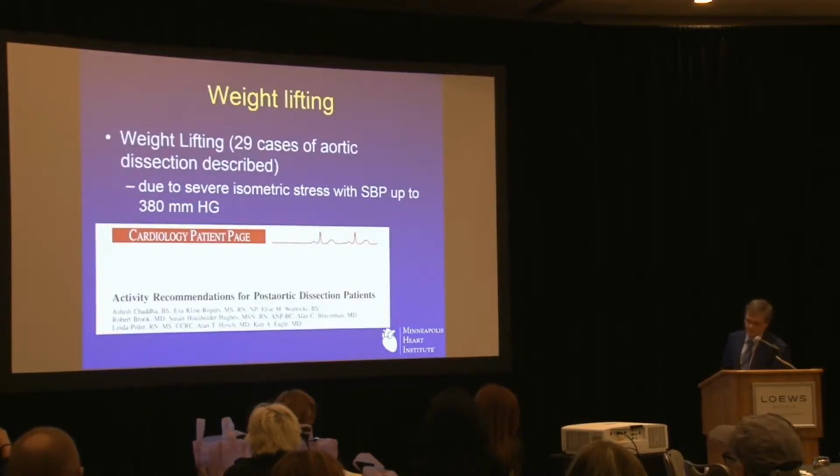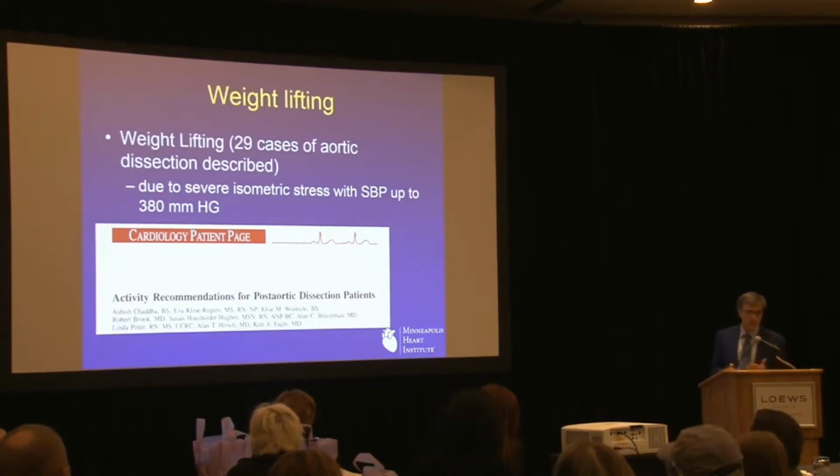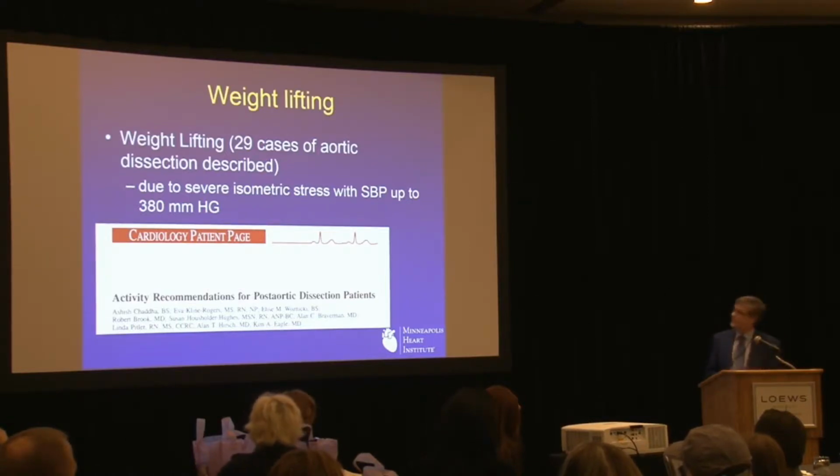Another part of my spiel when I see a patient is I talk to them about what they do, and if they want to do weightlifting, we talk more about that. One of the surgeons from Yale has a nice series of 29 cases of aortic dissection in weightlifters. Why that happens is with severe isometric stress, you can get this big increase in your blood pressure, which is tough on the aorta.